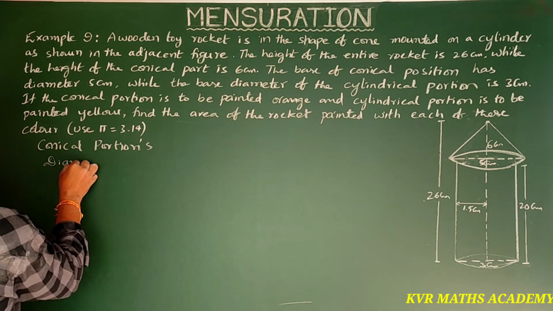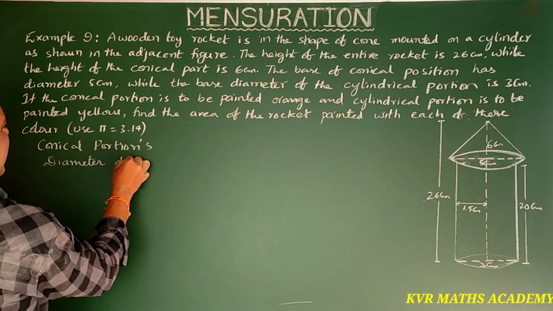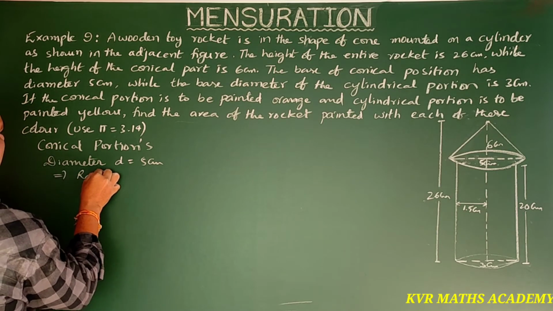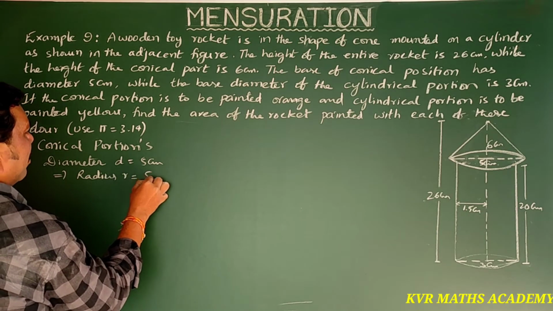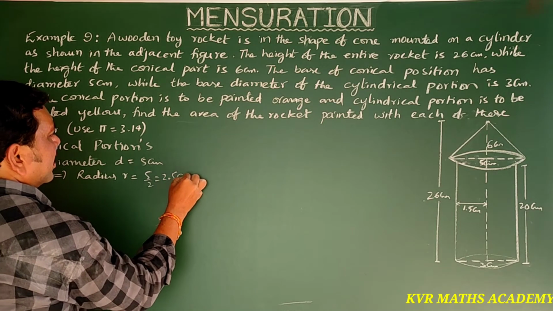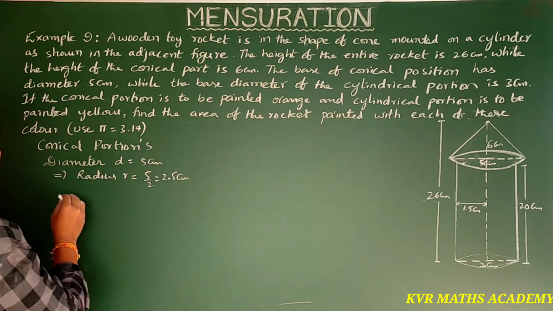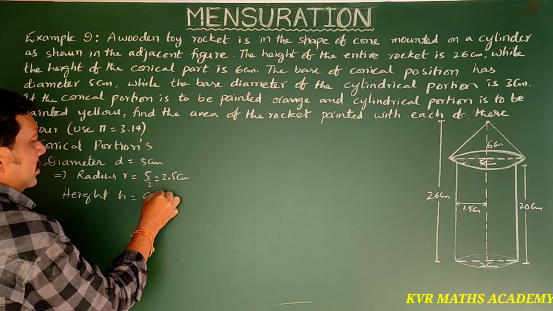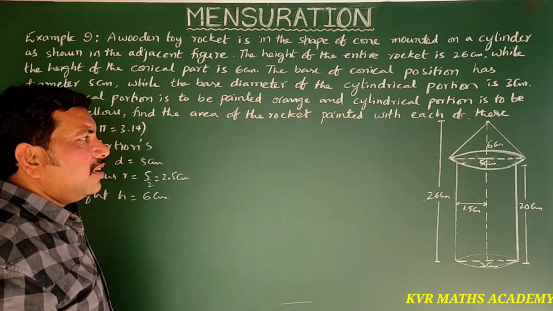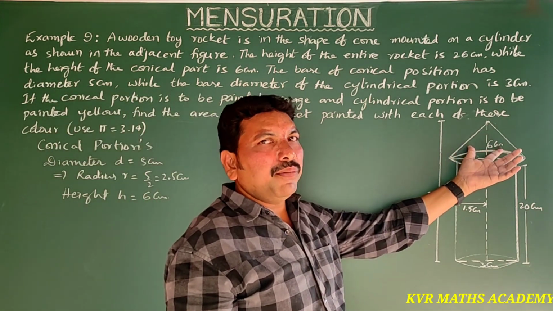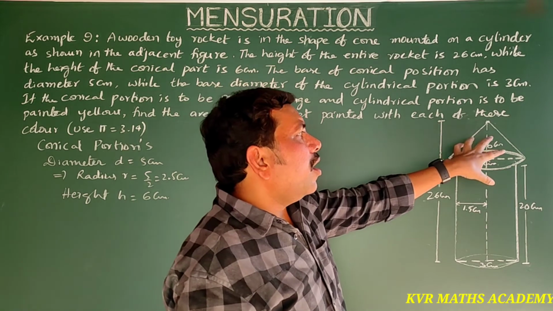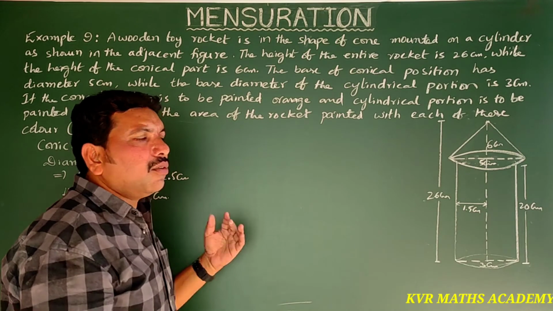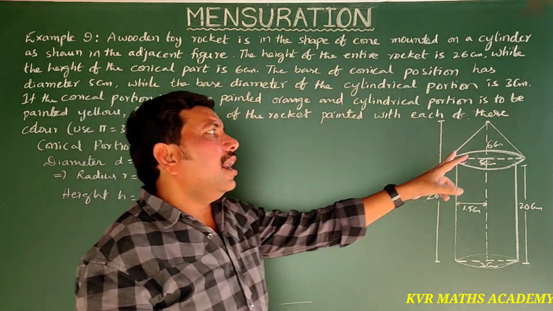Diameter is given. Diameter D is equal to 5 centimeters. That implies radius is equal to how much? Yes, radius r is equal to 5 by 2, this is 2.5 centimeters. Next, height h is equal to 6 centimeters. Now we have to find the curved surface area of the cone. So painted orange means only the curved surface area. The curved surface area of the cone is pi r L. Here L, the slant height, is not given.